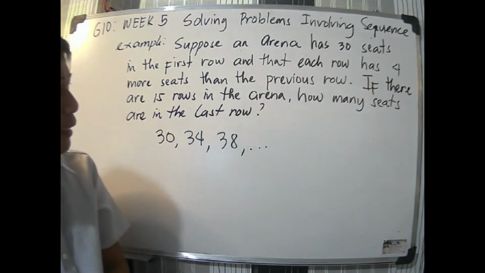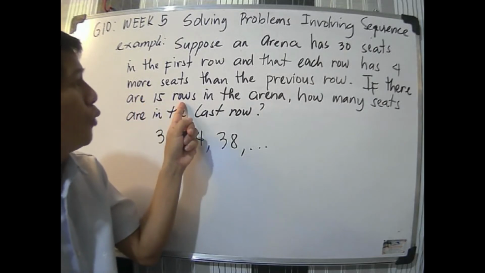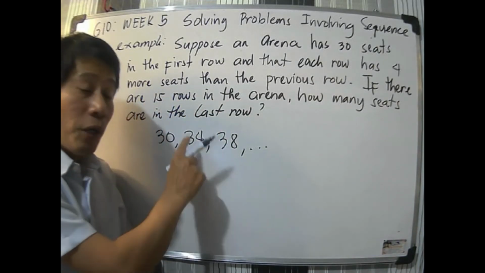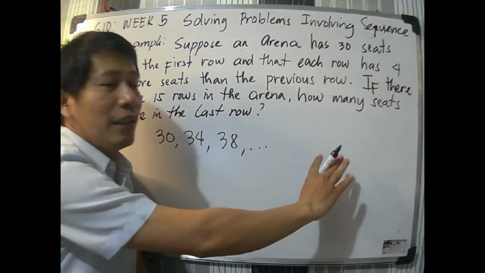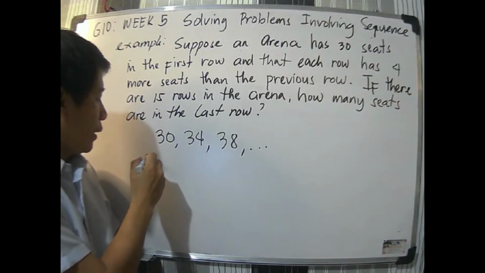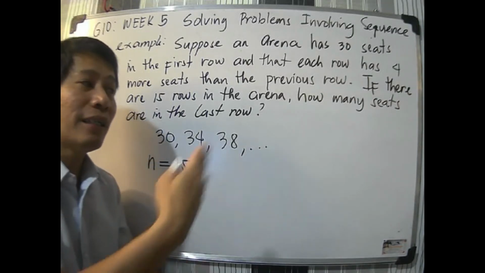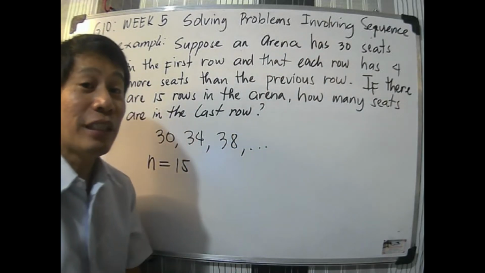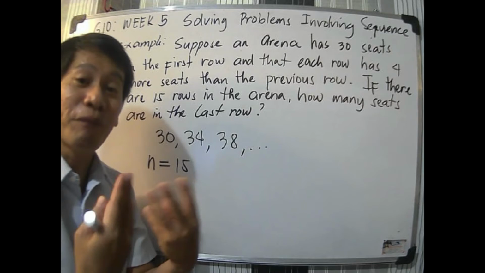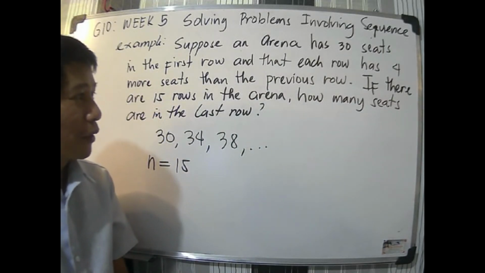Okay, ano pang ibinigay dito? Sabi, if there are 15 rows in the arena, so ito yung first row, second row, third row, sabi ilan ang rows daw? 15. Therefore, ang n ninyo ay 15. Yan yung bilang ng rows in the arena. So, number of rows. And that's the number of terms, right? In arithmetic sequence. Okay?